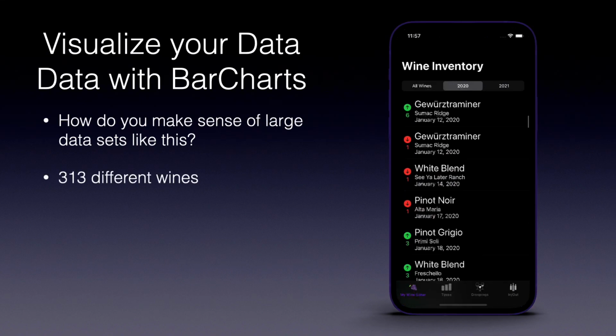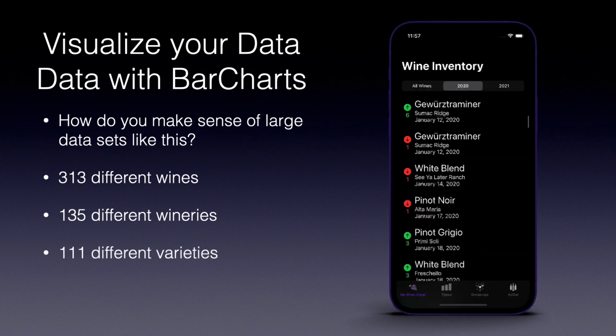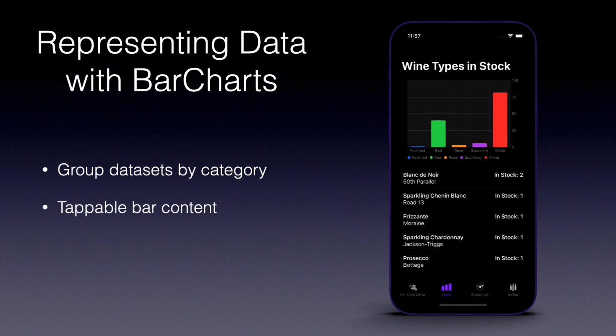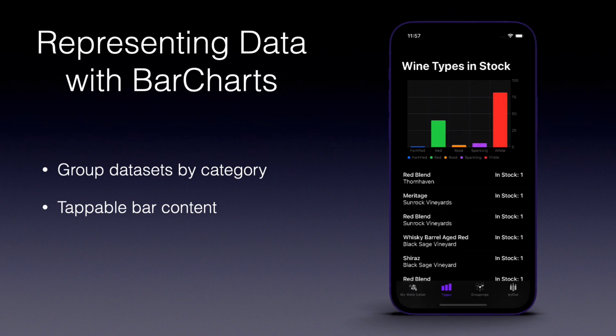The data set that is provided has objects representing 313 different wines from 135 different wineries covering 111 different varieties. And there's also a log for 669 different ins and outs over a period of 2 years. That's a lot of information, and this list just doesn't give me a feel for what's going on. Well, we can group data sets by category and then ensure that each bar is tappable to show a list of corresponding wines as I tap on each one.